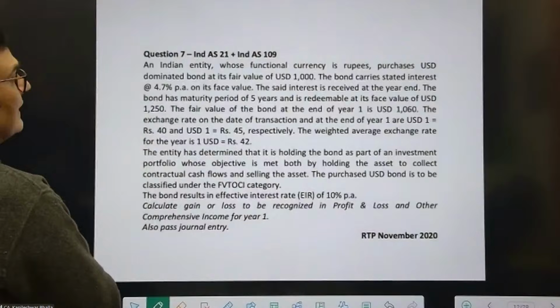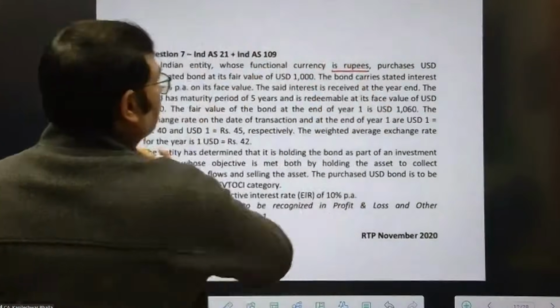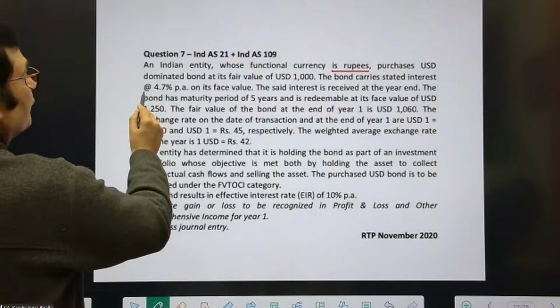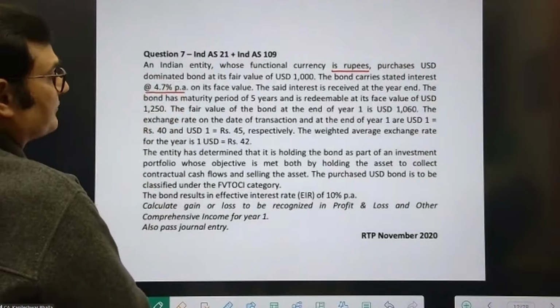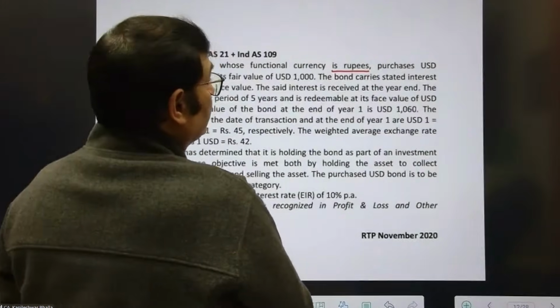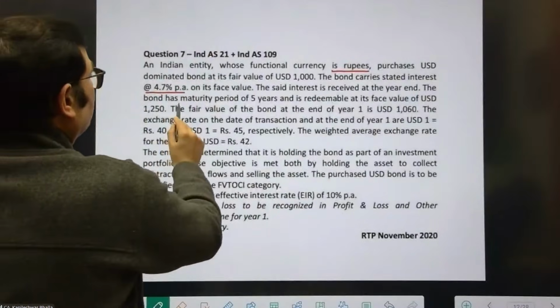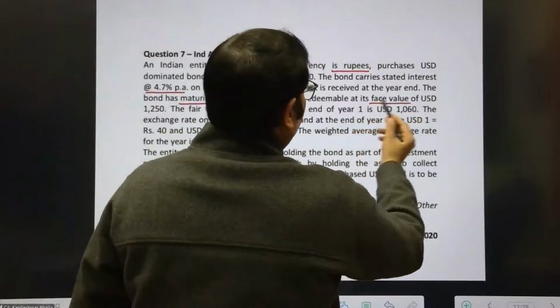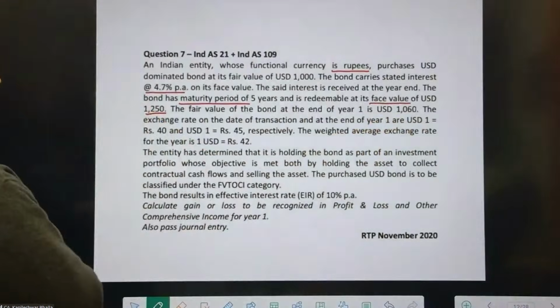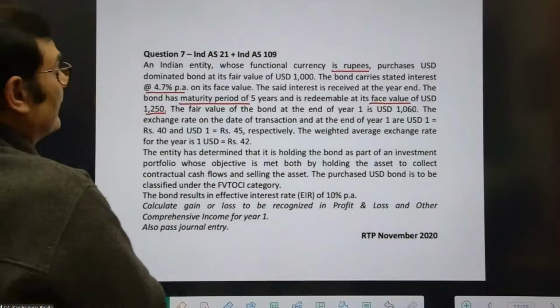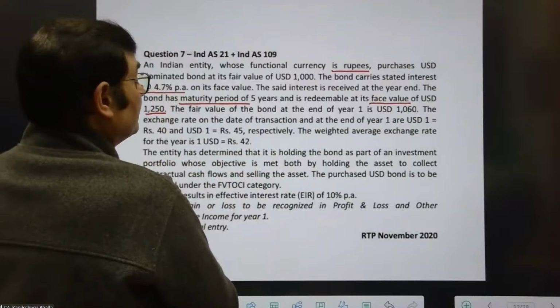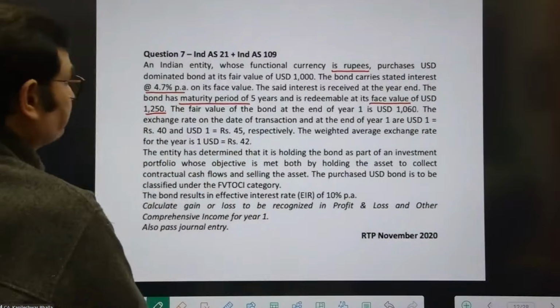It says an Indian entity whose functional currency is rupees purchases USD denominated bonds at a fair value of $1,000. The bond carries an interest rate of 4.7% on the face value. The said interest is received at the year end, and the bond has a maturity period of 5 years and is redeemable at face value. So the face value of the bond is 1250. The fair value of the bond at the end of the first year is given, and the exchange rates at the beginning and end of the year are given, and the weighted average rate of exchange is given.